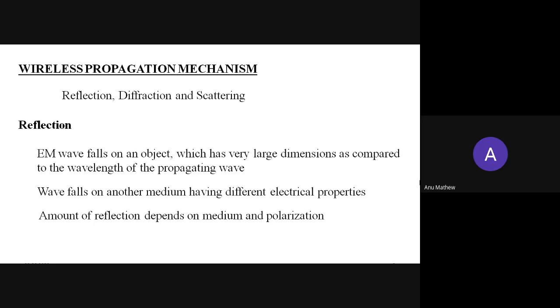So when an electromagnetic wave is incident on an object which has a large dimension as compared to the wavelength of the electromagnetic wave, some part of the electromagnetic energy will be transmitted through the medium and some part will be reflected back from that medium to the first medium. So that is reflection.